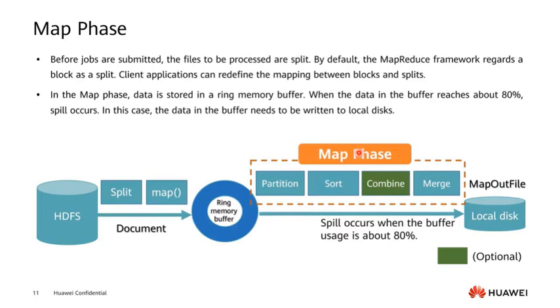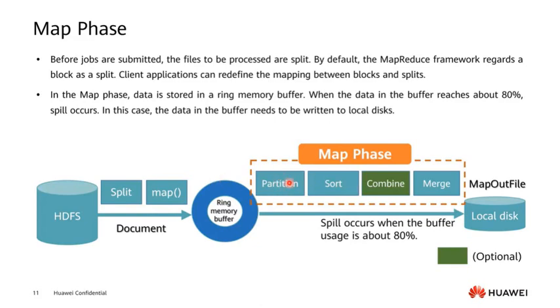Let's see more details in each step. First is the map phase. Before a job is submitted, the file to be processed will be read from HDFS and then be split. By default, the MapReduce framework regards a block as a split. Before data is written to the local disk, the following operations need to be performed.